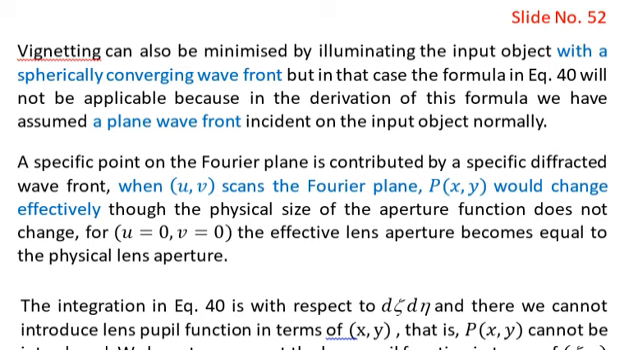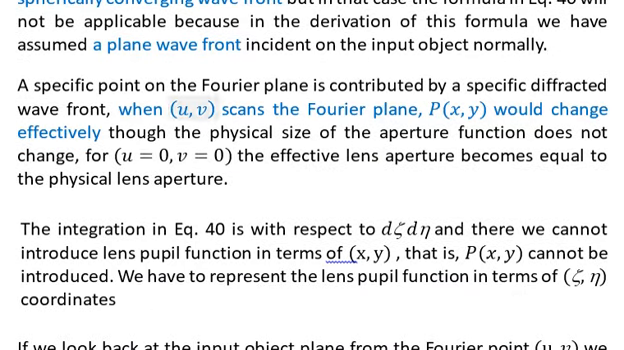Vignetting can also be minimized by illuminating the input object with a spherically converging wavefront, but in that case the formula in equation number 40 will not be applicable, because in the derivation of this formula we have used a plane wavefront incident normally on the input object. A specific point on the Fourier plane is contributed by a specific diffracted wavefront. When u, v scans the Fourier plane, P of x, y would change effectively, though the physical size of the aperture function does not change.